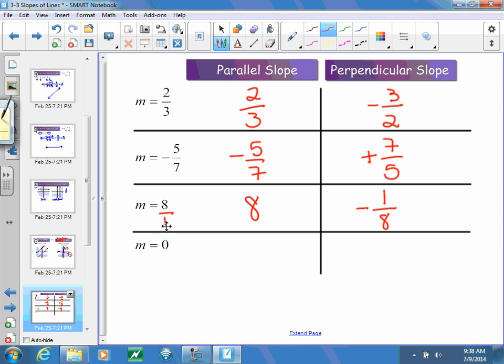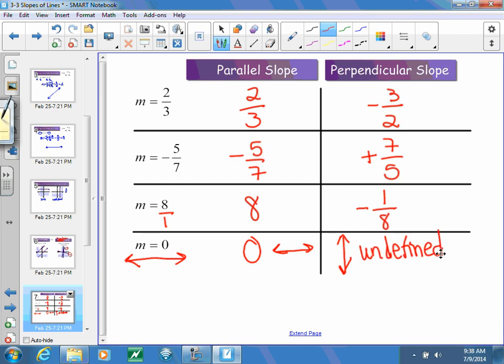The one that always gets people really taken for a loop is when you have a slope of 0. Now the parallel slope to that is going to be 0, and 0 means you have a horizontal line. And if you're going to have a line that's perpendicular to that, it's going to be vertical, meaning your perpendicular slope would then be undefined.